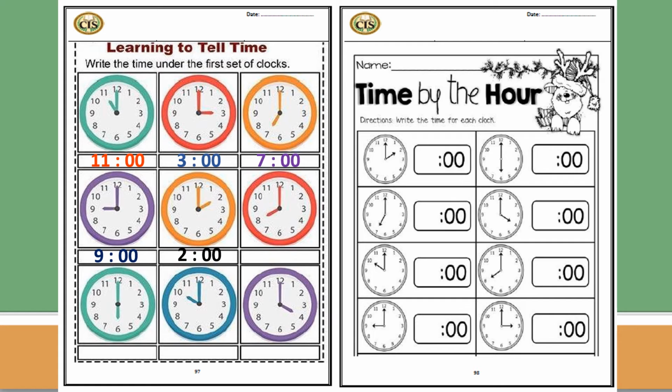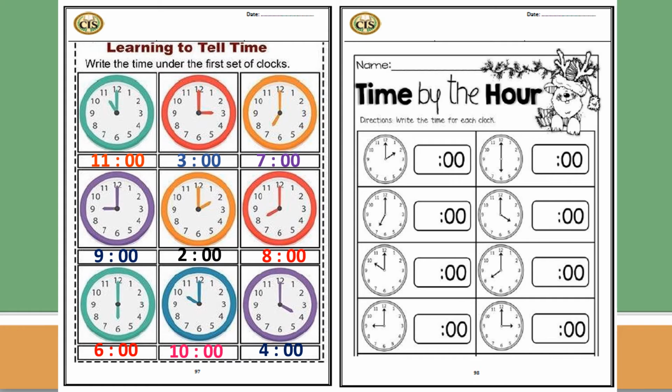Here, the short hand points to 8 and the long hand points to 12. It means 8:00. Here, the short hand points to 6 and the long hand points to 12. It means 6:00. Here, the short hand points to 10 and the long hand points to 12. It means 10:00. The last clock here, the short hand points to 4 and the long hand points to 12. In digital form, it means 4:00, 4 hours, 0 minutes.